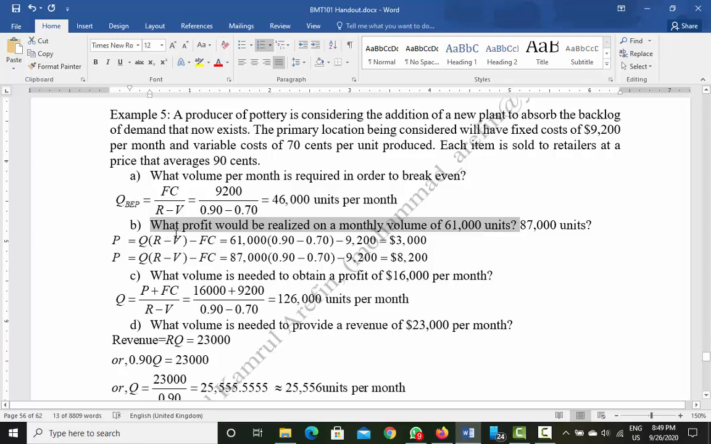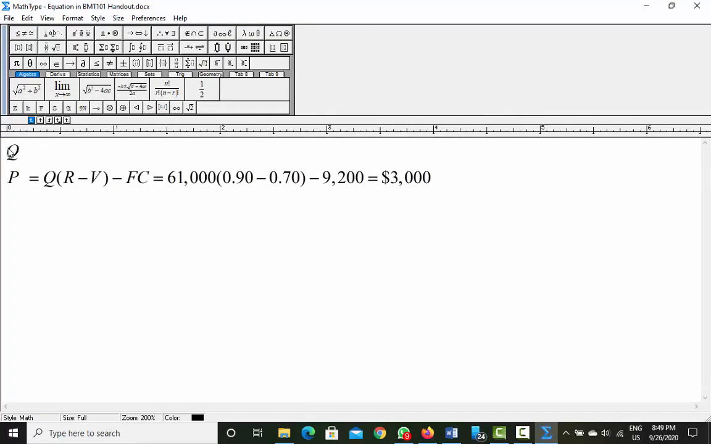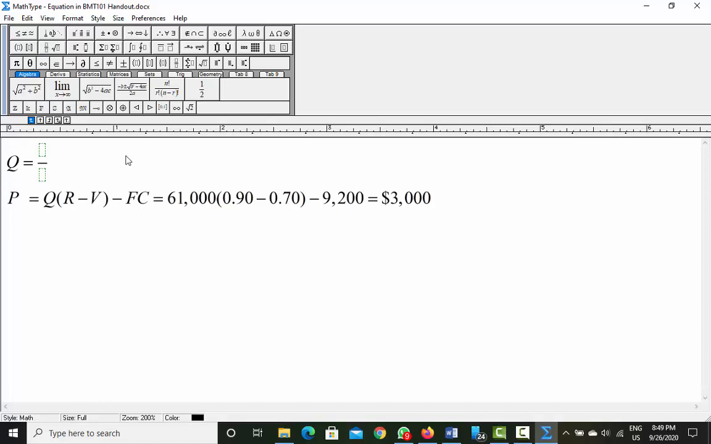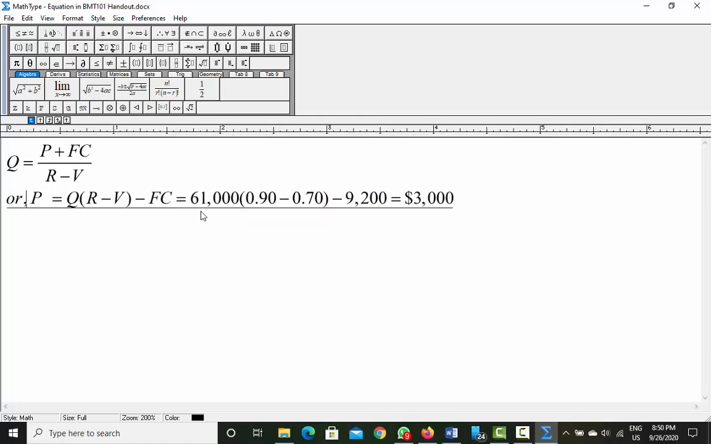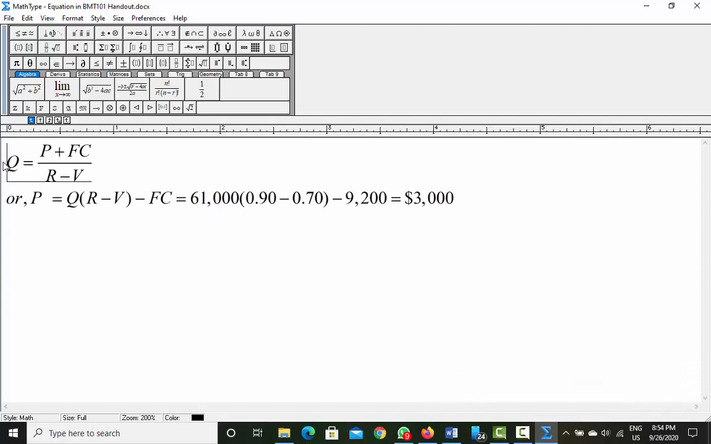As you know, you just need to remember only one formula, which is Q equals profit plus fixed cost divided by R minus V. If you do cross multiplication, you will have Q into R minus V, and if you bring FC to the left hand side, you will have profit P equals Q into R minus V, minus FC, the fixed cost.